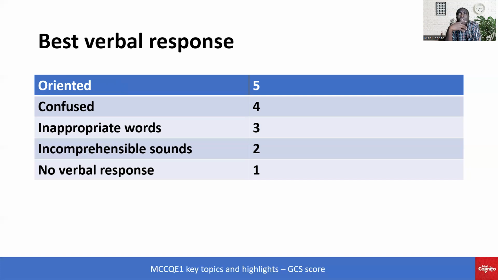If the patient is confused, 4. If the patient is speaking words but inappropriate, that is 3. If the patient is using sounds, but you can't really tell, the patient is using all those sounds, 2. And if there's no verbal response, 1. Okay? So that is best verbal response.